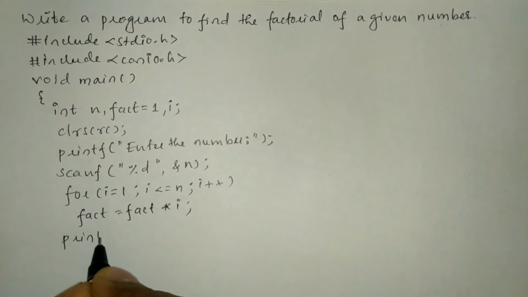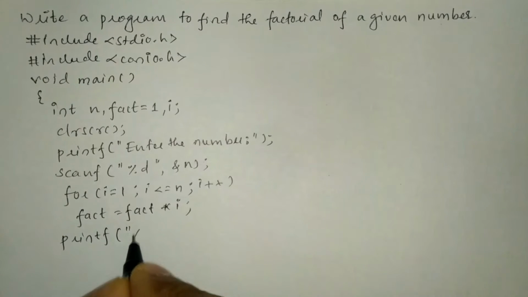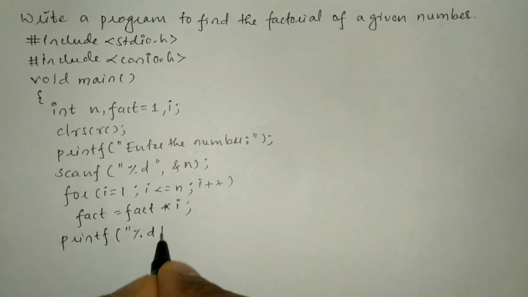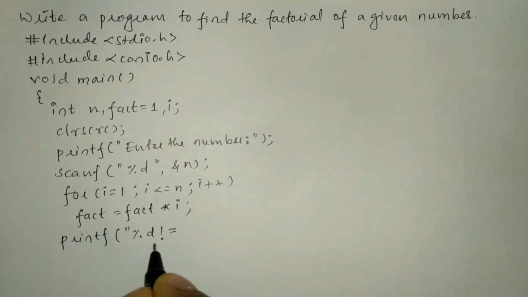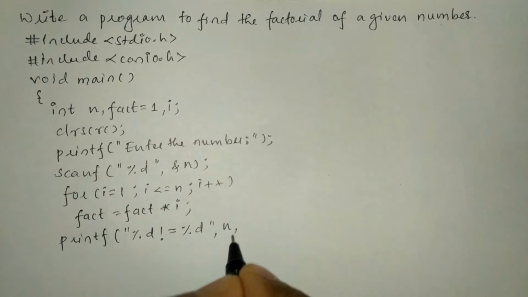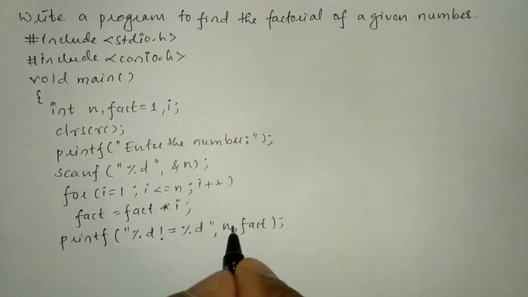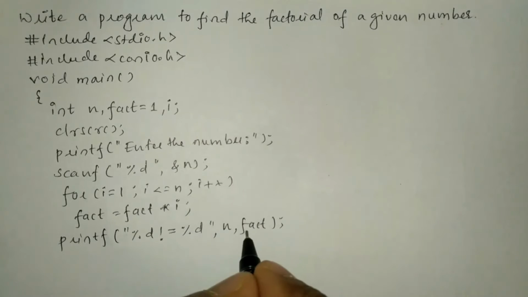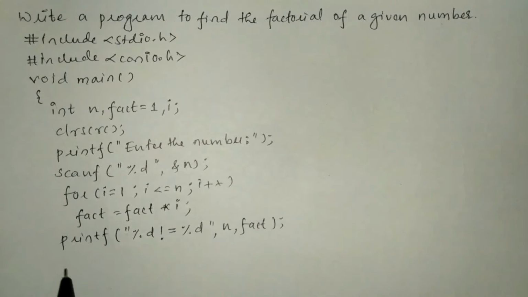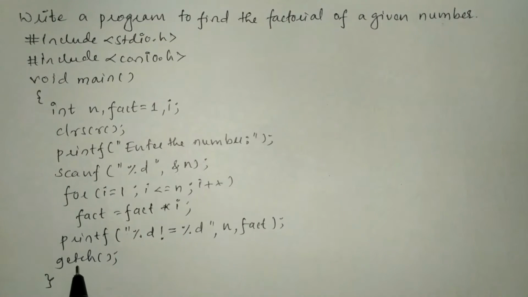Now we are going to print the factorial of the given number. So I'm going to write printf, in double quotation marks I'll write %d, followed by an exclamation mark, which represents factorial, is equal to %d, end the double quotation mark, n and a comma, fact. The factorial of the number is stored in a variable called fact, so it is going to print fact. Here the first %d is associated with n, and the second %d is associated with the value stored in fact. Now let us write the getch function and the curly closing brace for the main function.